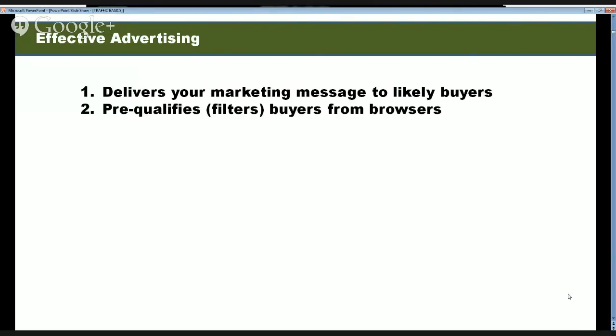Effective advertising also pre-qualifies, and that means it filters buyers from browsers. Some people just like to look around. They like to window shop. But to the extent possible, you want to get people that are really interested in buying what you've got to sell. That's going to reduce your overall cost of getting customers, and it's really important.